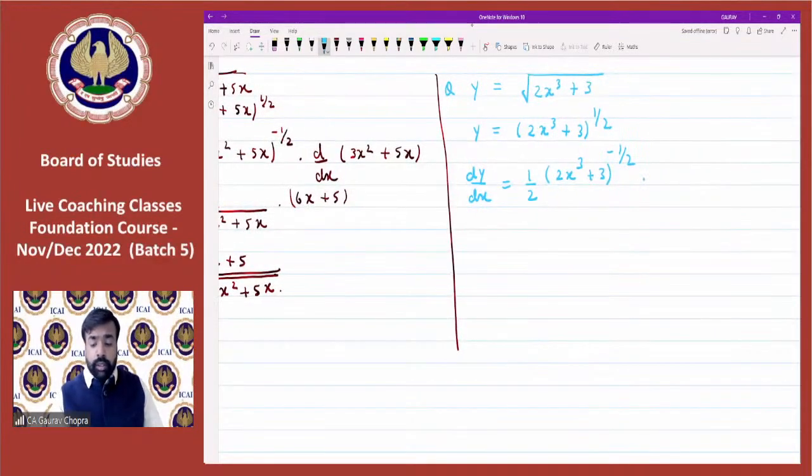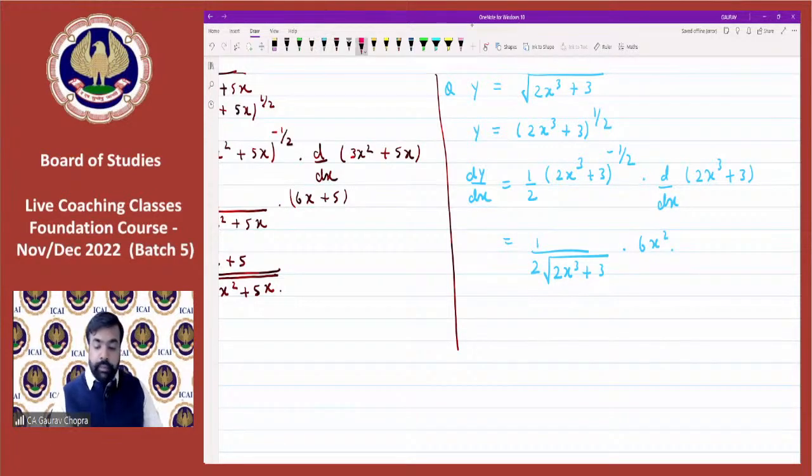After that, we have to apply the chain rule. So dy dx of 2x cube plus 3 will become 1 upon 2 root of 2x cube plus 3 multiply by, now, what is the derivative of 2x cube? It becomes 6x square. And for 3, it is 0. So we can cancel them. So final answer will become 3x square upon root of 2x cube plus 3.